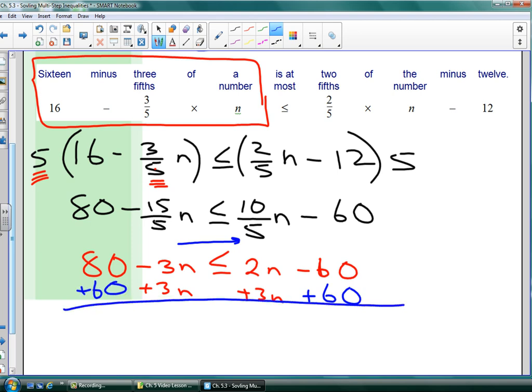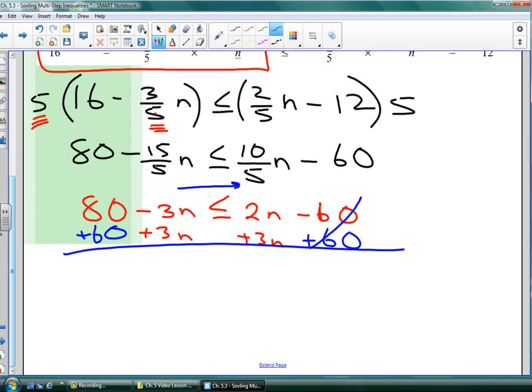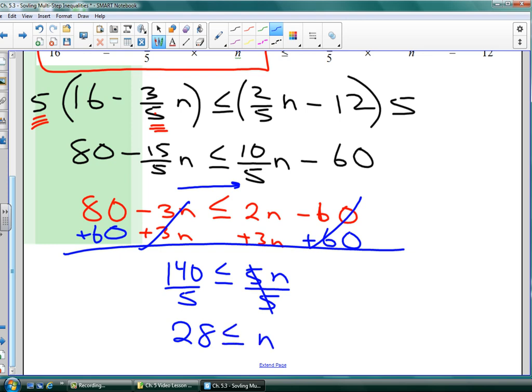So when I do all of that, this cancels and this cancels to make 0. I have 80 plus 60 is 140, which is less than or equal to 5n. What I'm going to do then is divide by 5 because I want to get n by itself. And then what I'm going to end up with is 28 on one side and n on the other.